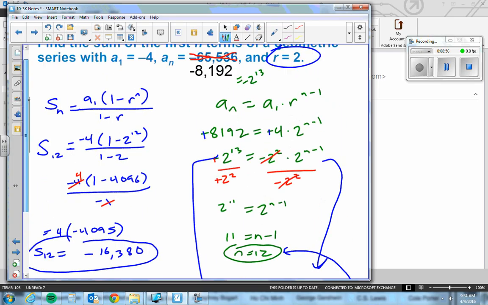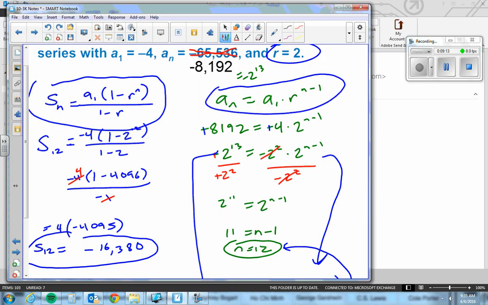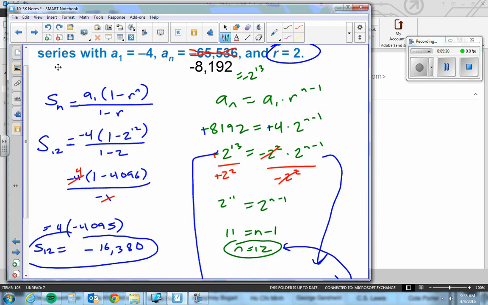One thing I need to emphasize is that pretty much every time, or most of the time at least, when you're trying to find the sum, and I don't care whether it's an arithmetic or geometric series, you do not have enough information to finish the formula. So you're going to have to set up the nth term formula and use it to find the missing information. That happens just about every time. So you just expect that.